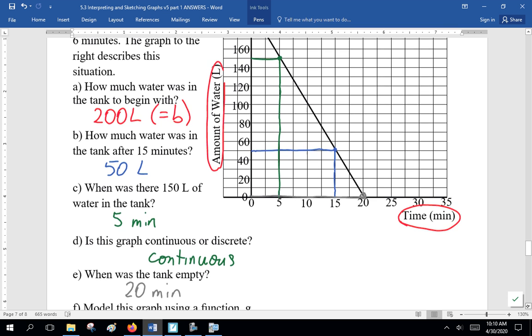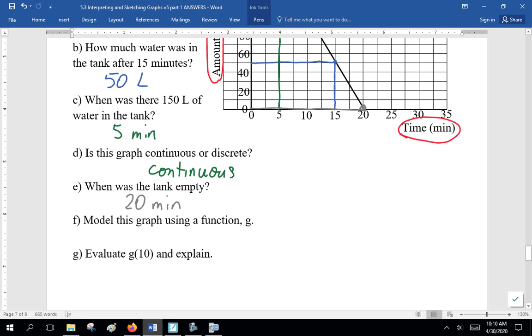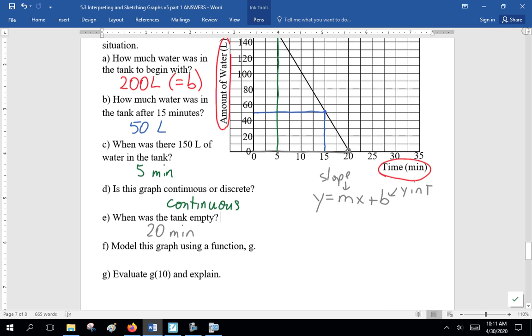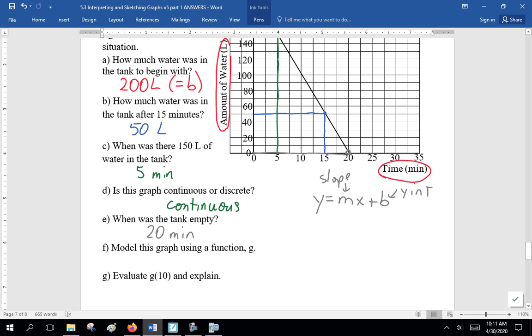The hard part: model this graph using a function g. So do that. Y equals mx plus b. Y-intercept, slope. So what's my y-intercept? Now I've got to make this a little smaller so I can see the graph and the question. b is 200. Where did I start? 200.